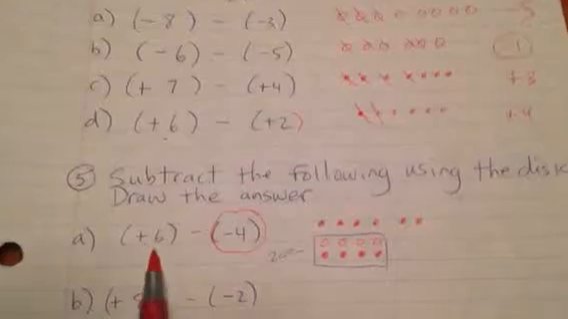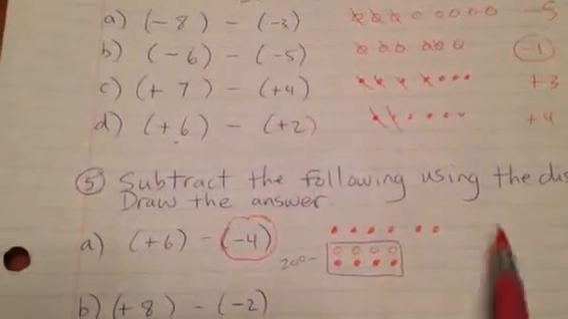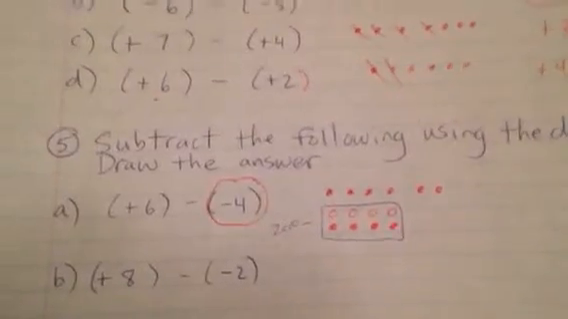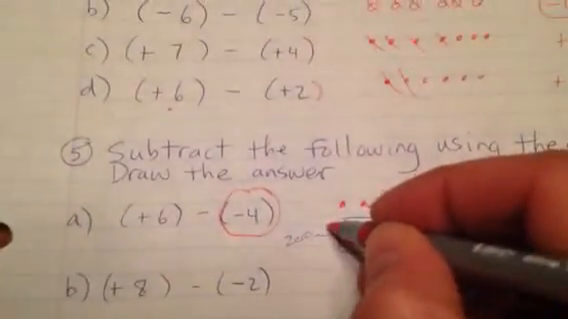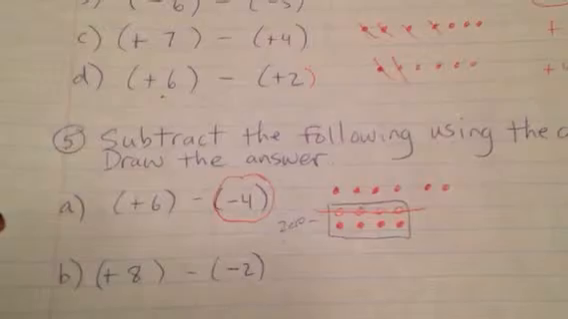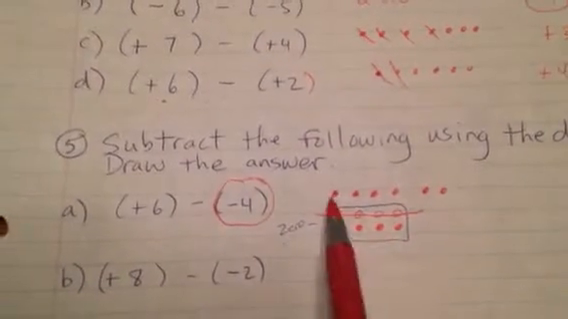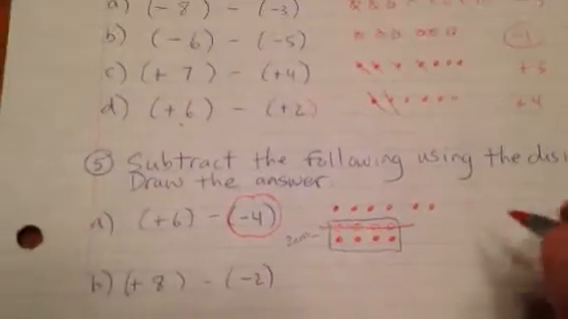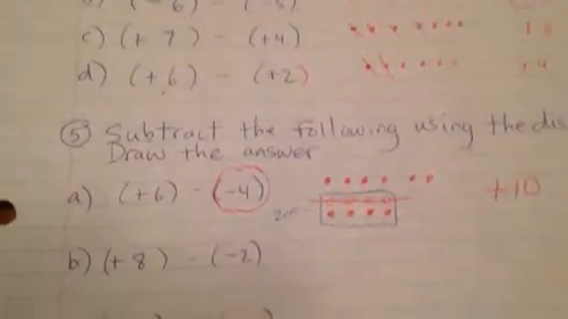So I still have this. I still have positive 6 in all of this. So I'm taking away negative 4, but I have it now. So now I can just take them away. I can just cross them all out. And what's left is all of these plus all of these. So the answer is positive 10.